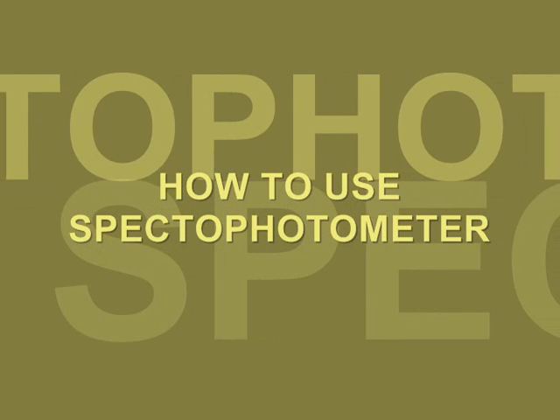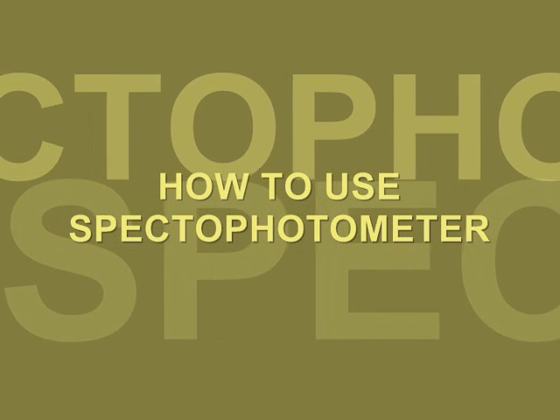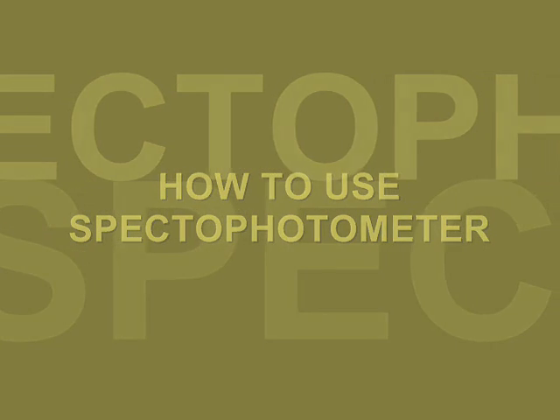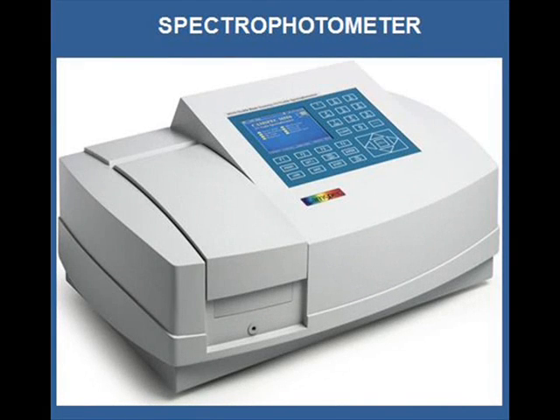How to use spectrophotometer. Spectrophotometer is the device used to measure the optical intensity of the light.